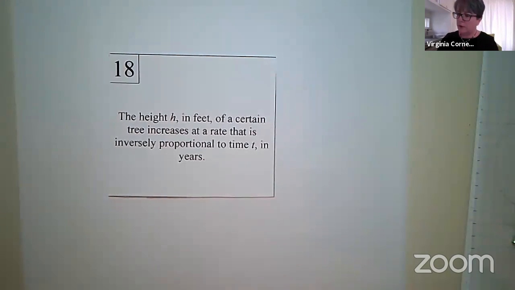All right, so this is number 18, and it says the height h in feet of a certain tree increases at a rate that is inversely proportional to time t in years.